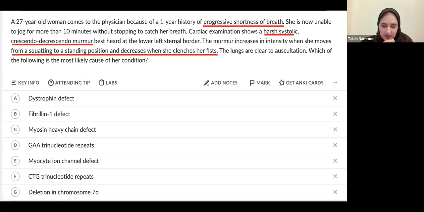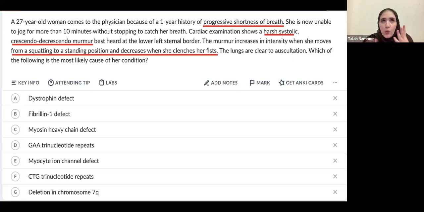This patient is having shortness of breath when she runs. So if you think of it, the heart is not pumping enough blood. Or basically it is pumping blood, but not the amount that we need. And she's young and they're asking about a mutation.